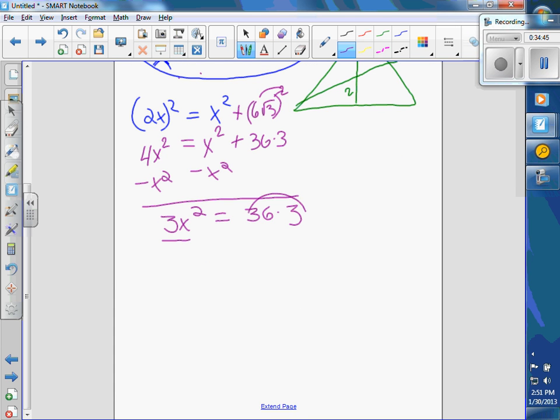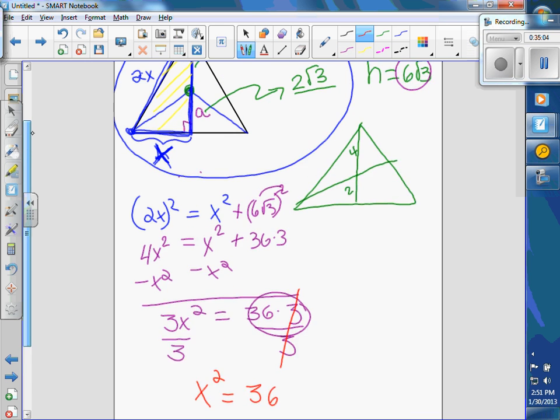And then divide by 3. Did you notice how I did not multiply this out? Yeah. Don't multiply out, because why? And then x squared is 36, and then x equals 6. So if x equals 6, that's half the base, right?